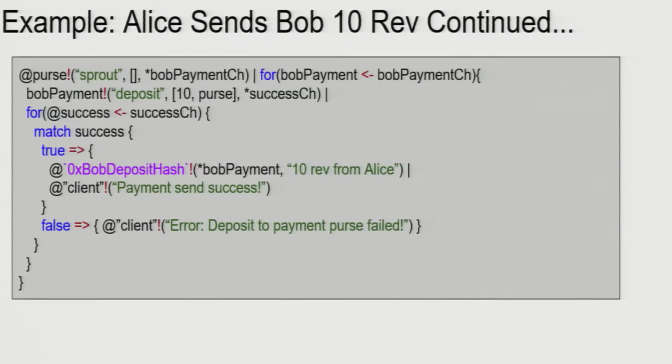So what do we do in the case that we get the purse? Well, we want to make use of that authority to create empty purses through something called the sprout operation. So what we're doing is we're creating a new empty purse and storing it on the channel called Bob payment channel. And then we use the for expression to pull out that purse. And now we want to deposit on the second line 10 tokens from the purse, our main purse, into the payment for Bob. And the reason we're doing this, again, remember, is that you want to protect your own purse.